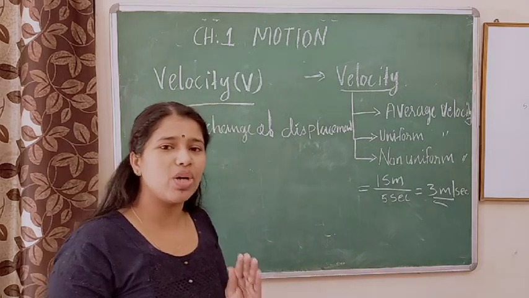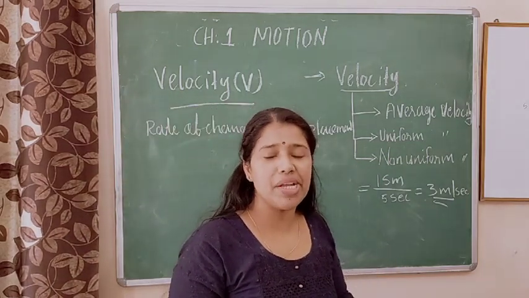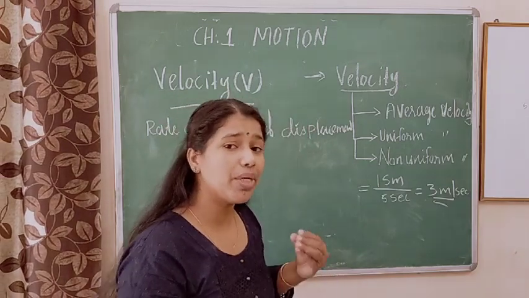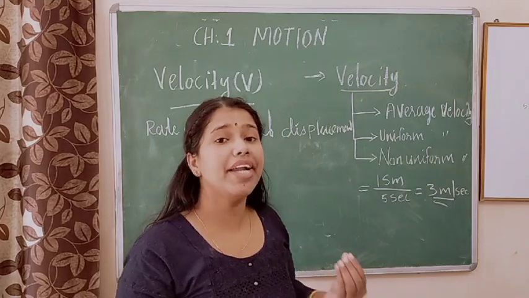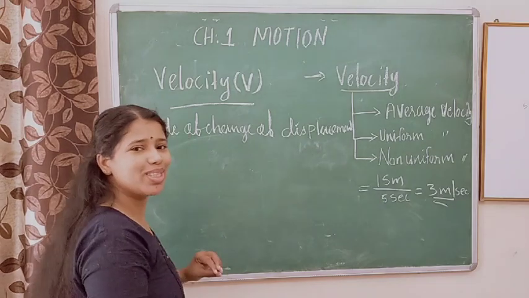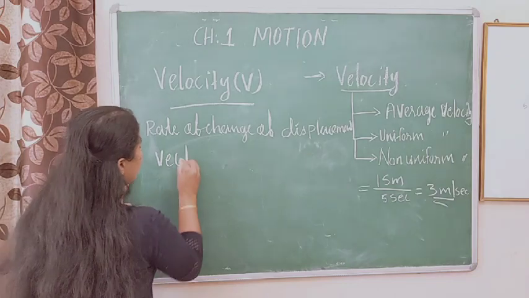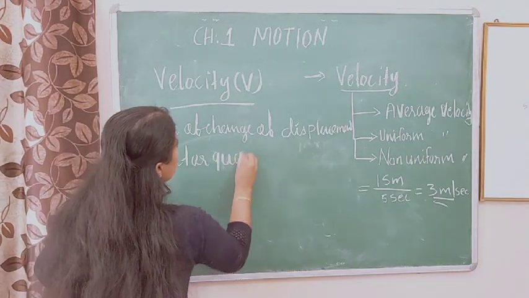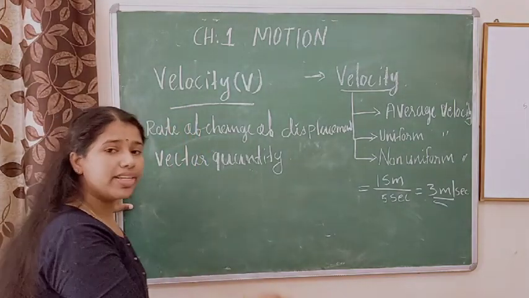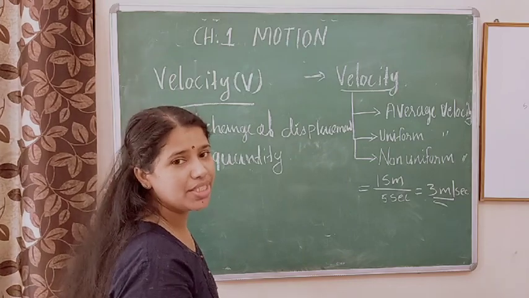Only speed and velocity, only one difference. Speed, I told, is distance traveled by it per unit time. Velocity means distance traveled by it per unit time in a specified direction. We have to mention that direction also. That means velocity is which quantity? Vector quantity. Vector quantity means we have to mention that direction also. Towards east, towards west, towards south, towards north. We have to mention direction.